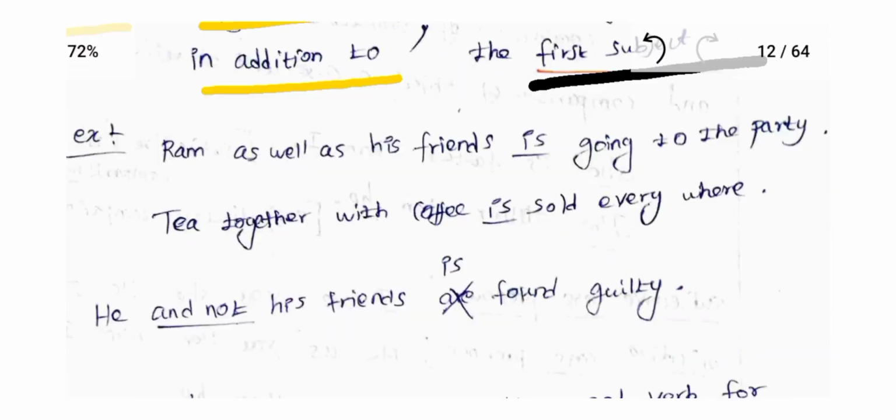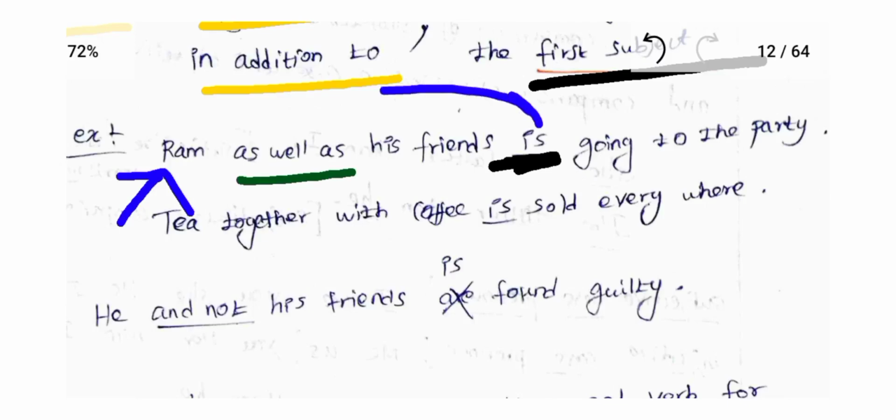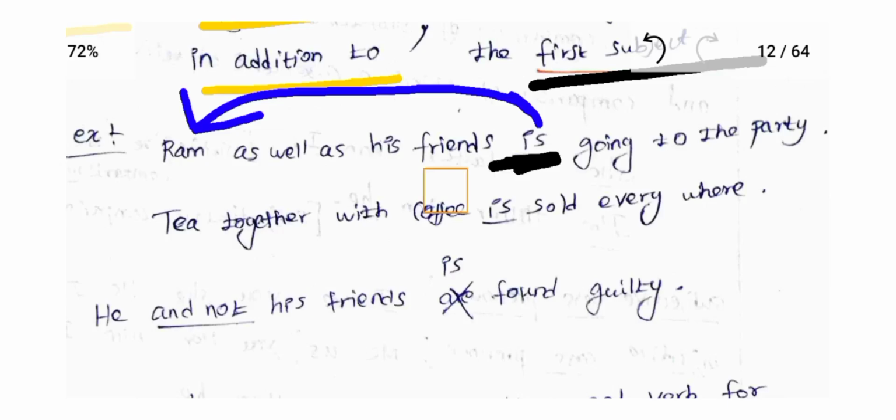See this example. Ram as well as his friends is going to the party. Here as well as connects Ram and his friends. So the verb agrees with the first subject, Ram. Ram is singular, so the verb is singular. Ram as well as his friends is going to the party. The verb agrees with the first subject, Ram.